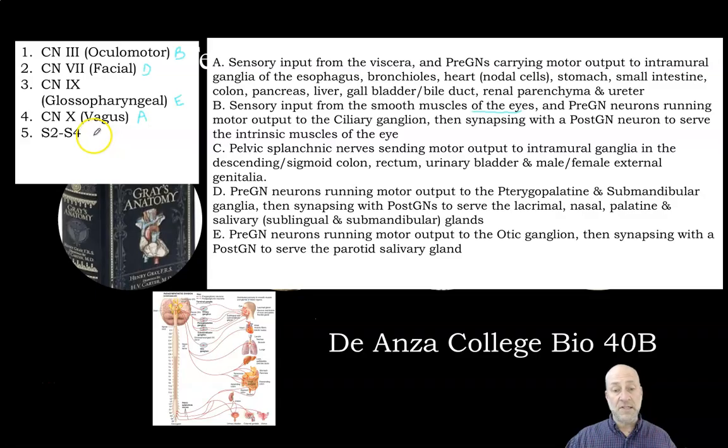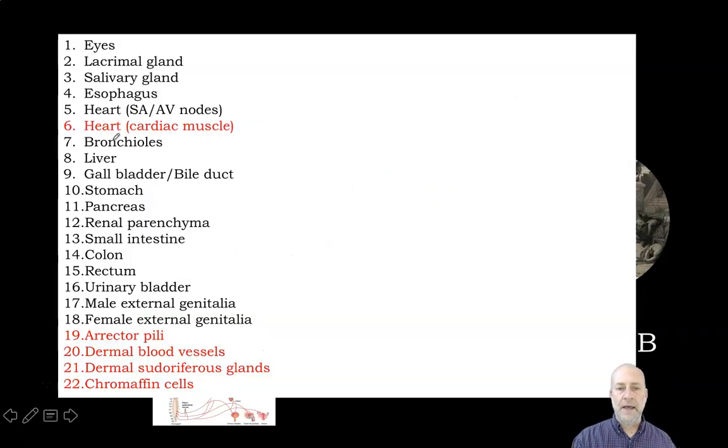And then S2 through S4 are going to become the pelvic splanchnic nerves, and they're going to send motor output to the intramural ganglia in the colon, the descending and sigmoid colon, and the rectum, urinary bladder, and then the male and female external genitalia. That is that. And then we come here.